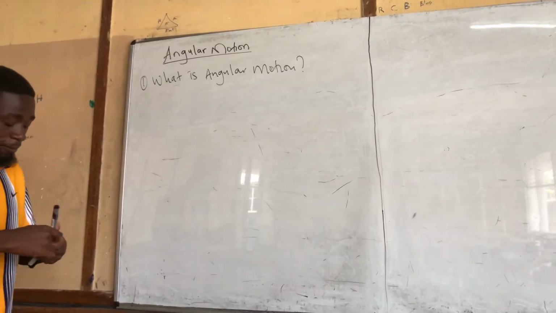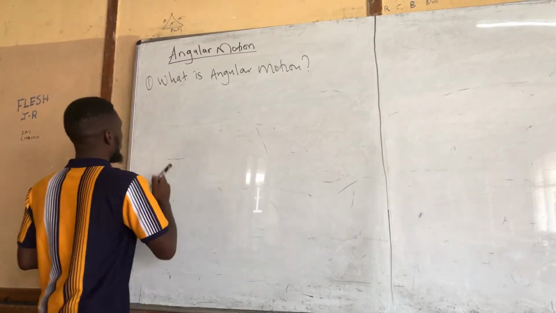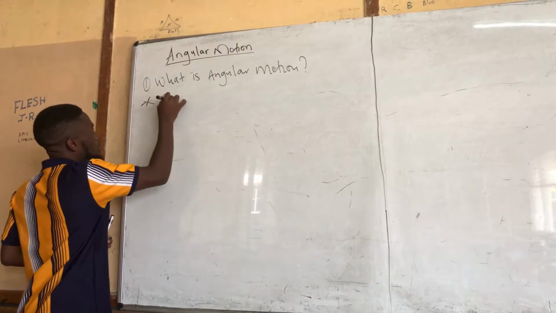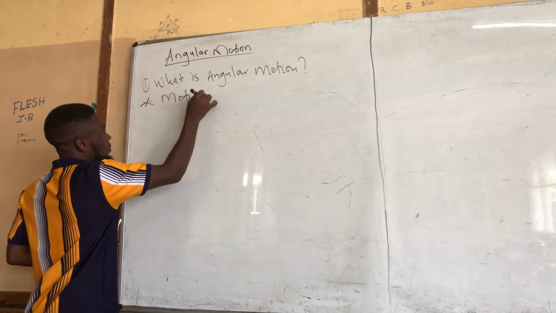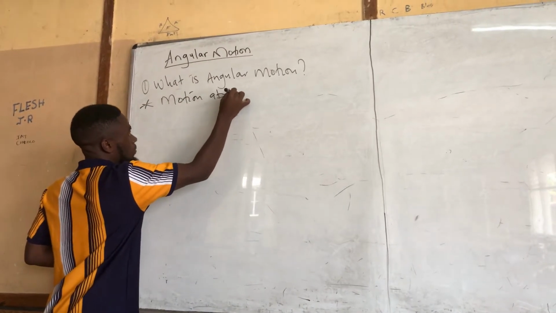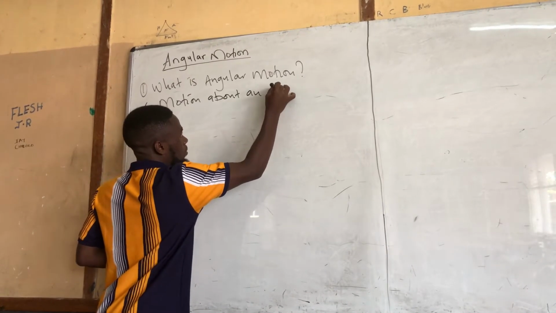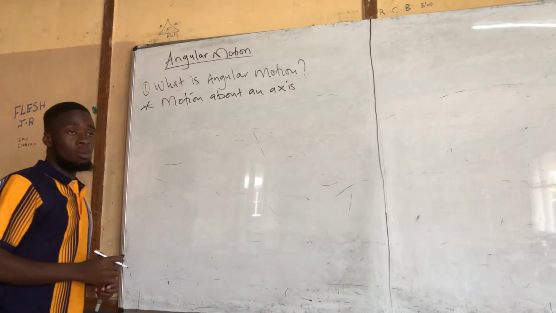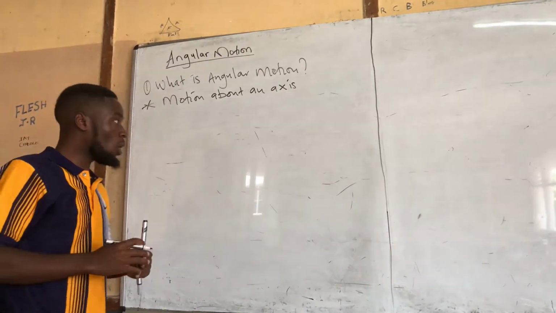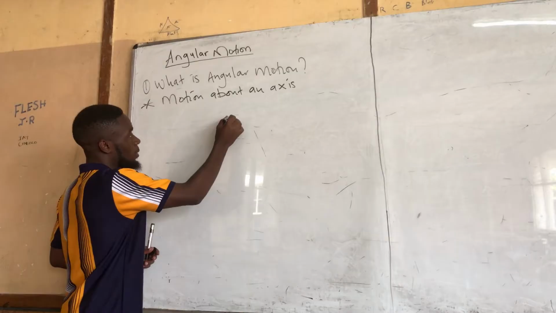What is angular motion? So this angular motion is just motion about an axis. So this is what we call angular motion, just motion about an axis. So what do we mean by this? For example, of this circle here.